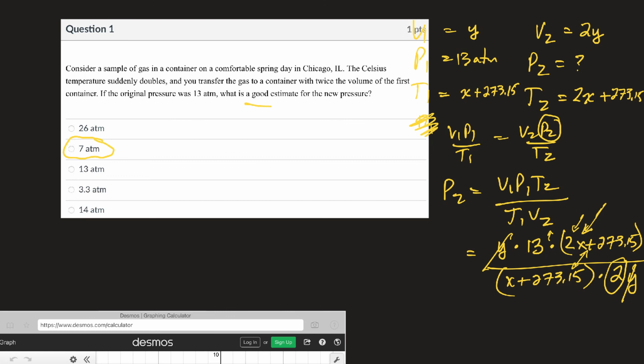They just say find a good estimate, and that's probably what I would estimate. It's not going to double. It won't stay the same. I don't think it'll go so small like that. And it won't get any bigger. I think 7 is probably a good estimate. All right, hopefully that helps with those two questions.